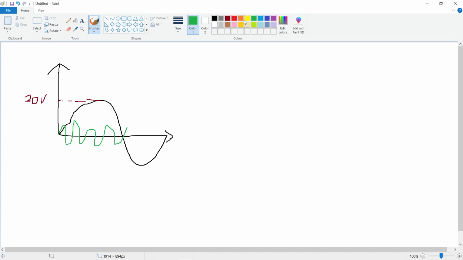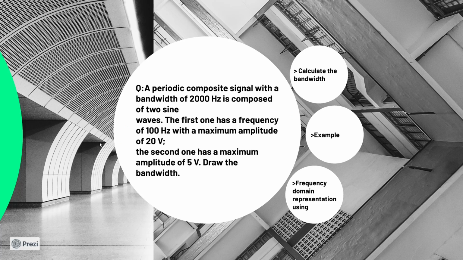I have not drawn much of it, as my drawing is very bad, as you can see. But the amplitude for the second sine wave will be 5 volt. So we understood the question. Now let's see what it is asking us. Draw the bandwidth. Now you can't draw the bandwidth in time domain. Yes, we have tried to represent it, but whenever we are asked to represent the bandwidth, it's usually in the frequency domain. So I also have an example. Let's look at the examples.